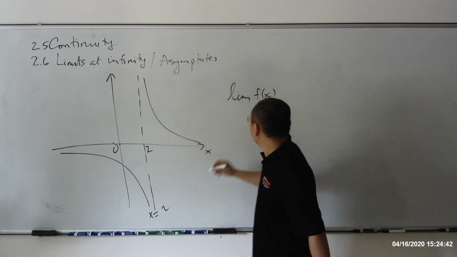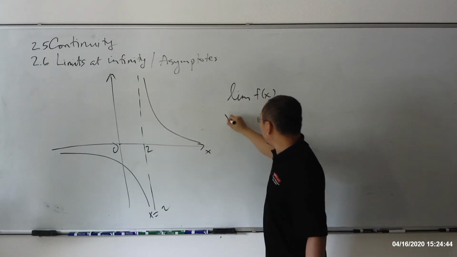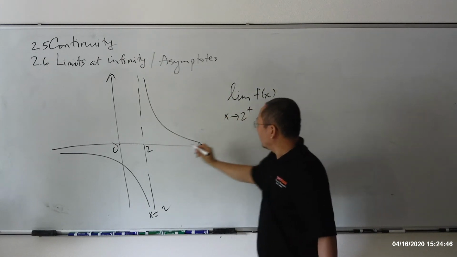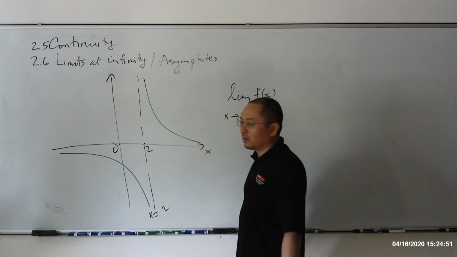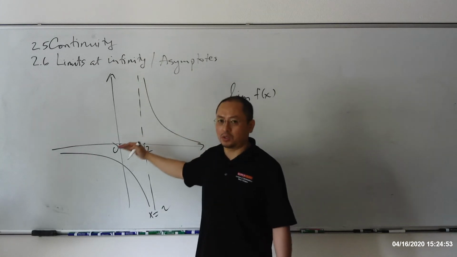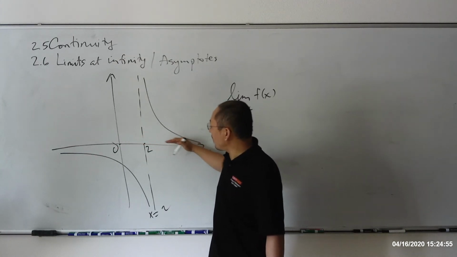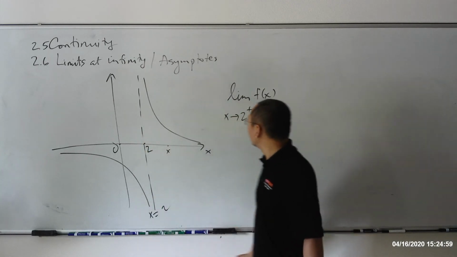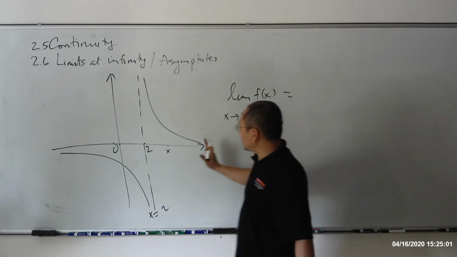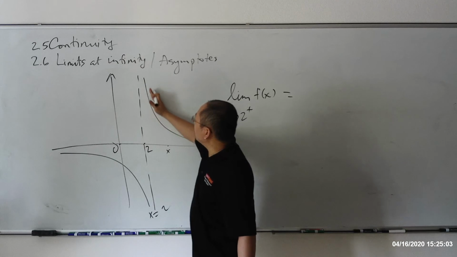Limit of f of x. Look at the graph, guys. Limit of f of x when x approaches 2 from the right. So 2 is right here, okay? Keep in mind, I never say that x equals 2. I'm saying x is getting closer to 2. And this sign is from the right, means what? X is a little bit bigger than 2 and it's going down to 2. Okay? What happens when x approaches 2 from the right? The function is going to infinity.